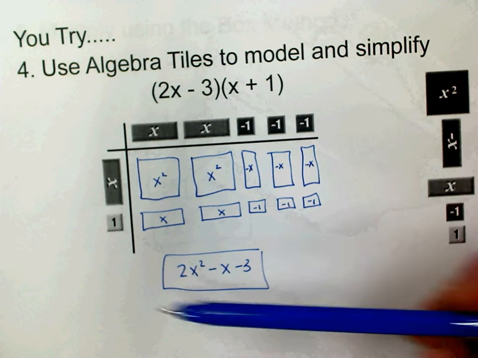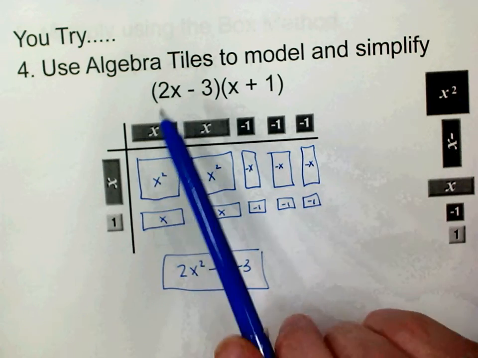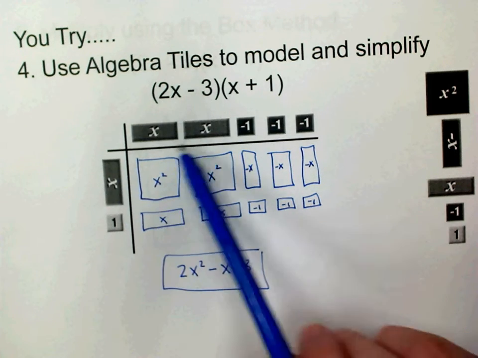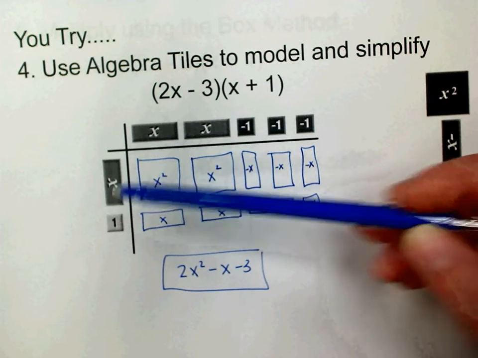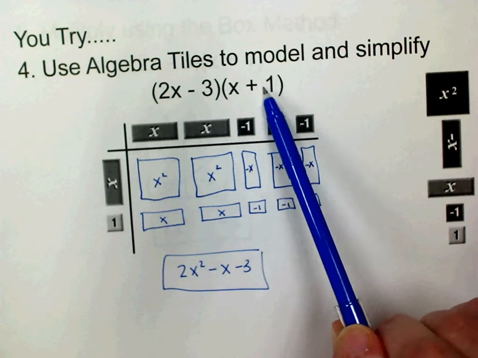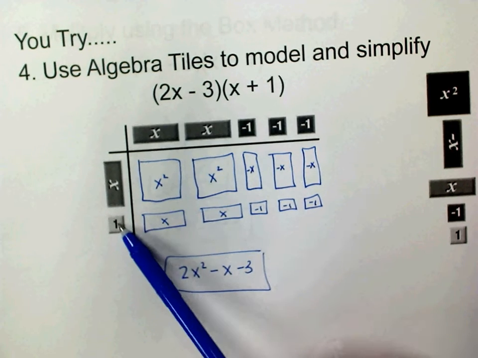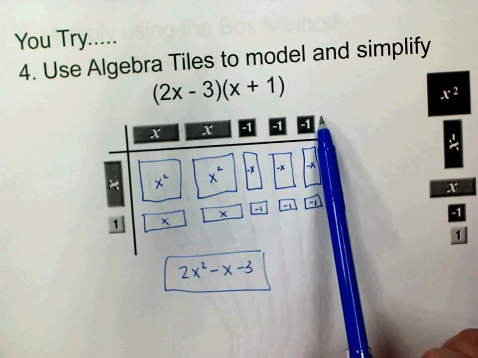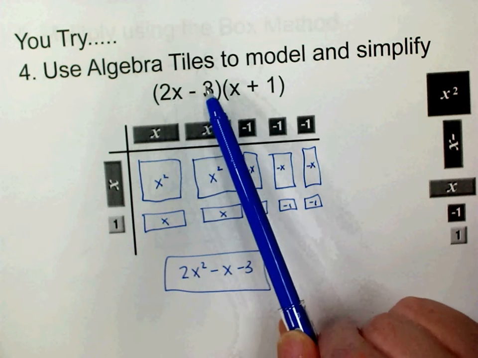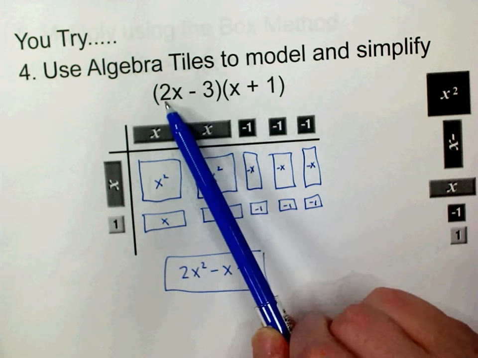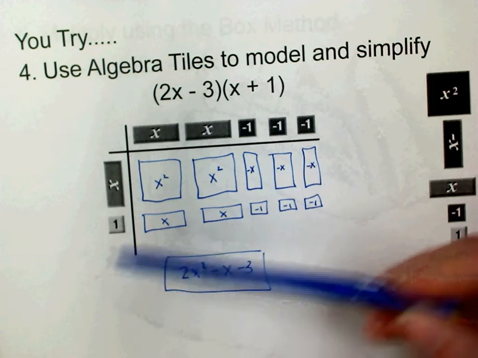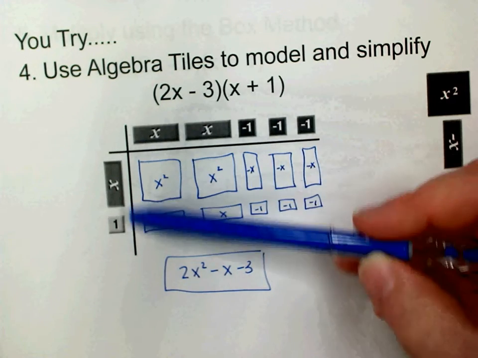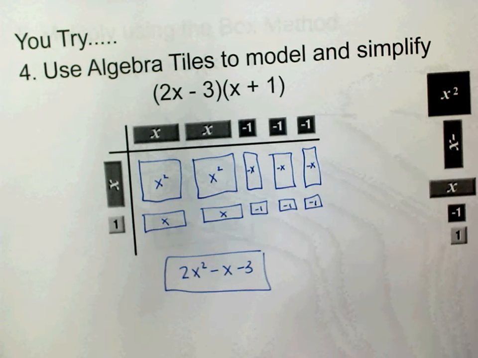So if this is the way that you prefer to do that, remember you're going to create your little T-chart here, and along the left side you're going to put one of your binomials. So the x plus 1 is the x and the 1 here. And then your other binomial on the other part. So 2x minus 3 is 2 x's and 3 negative 1's. And it doesn't matter which goes where. You could have put these along the left and these along the top. It would have been fine.